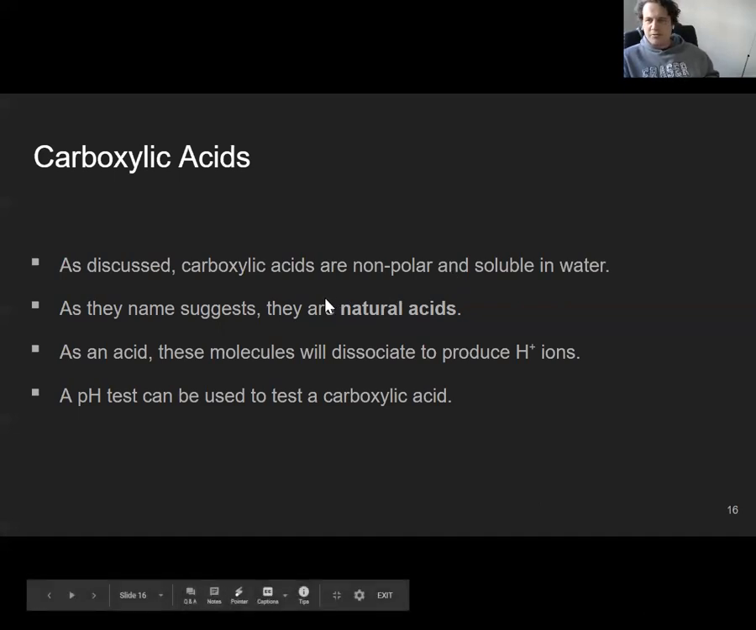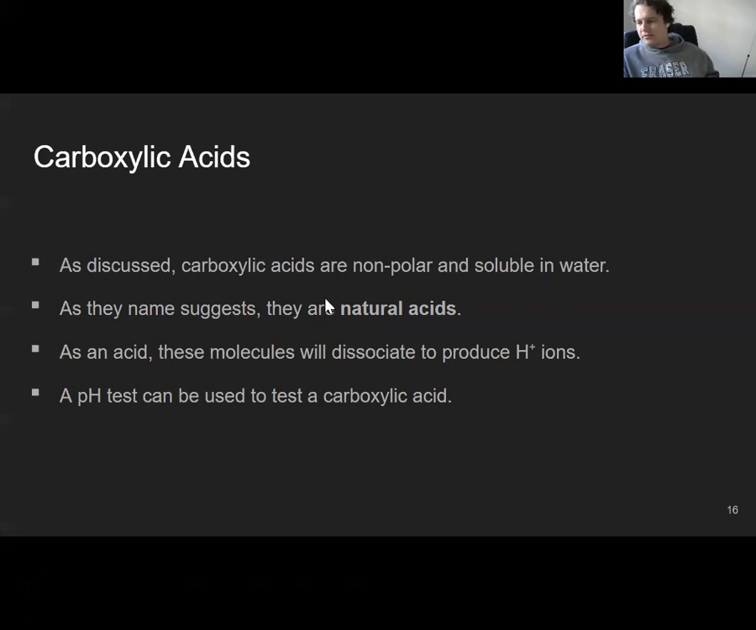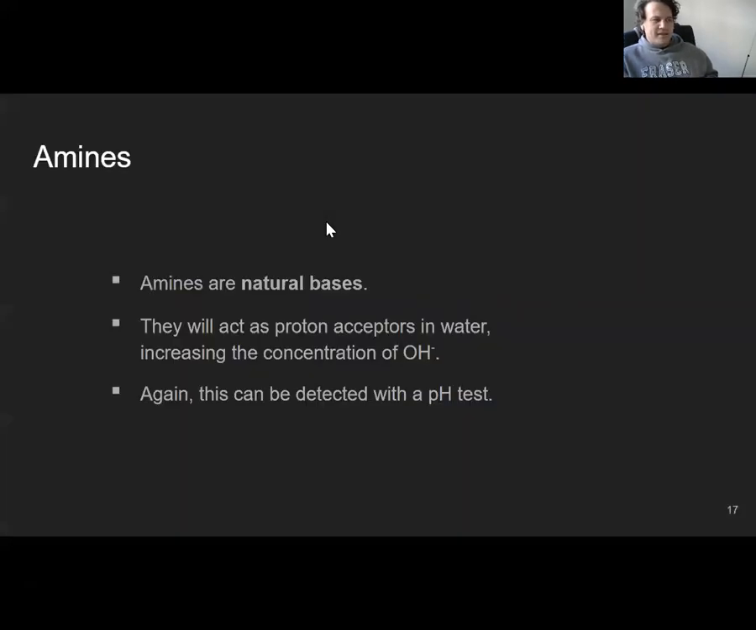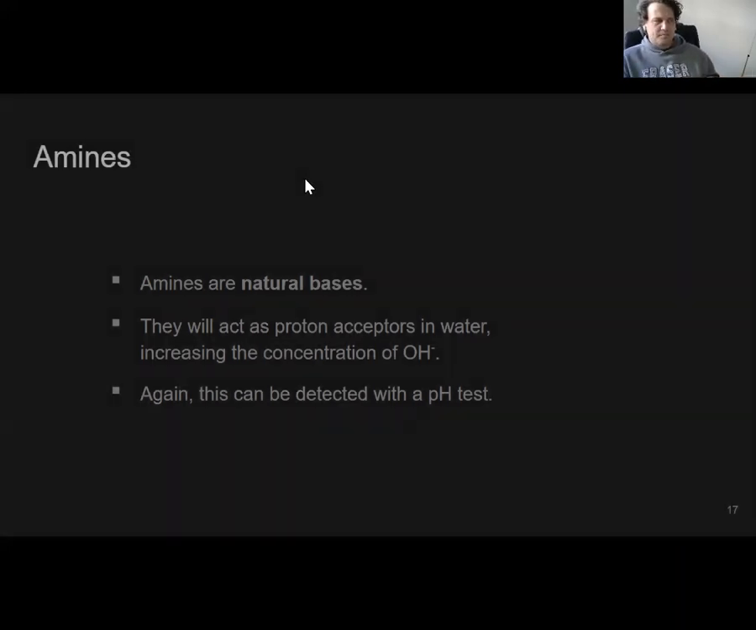This is going to be a really quick video, but I think I'm going to do a bonus one at the end. So, amines, natural bases. So if you want to test for the presence of amines, do this with a pH test. If it has a basic pH or above 7, then it's pretty confident that there are amines.